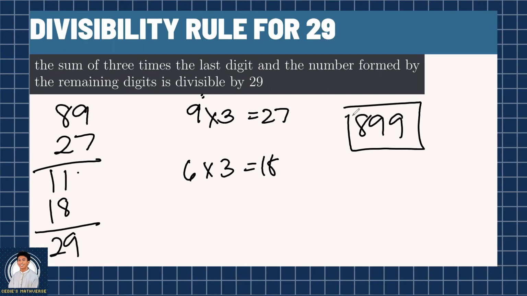As an added exercise, prove that 1218 is divisible or not divisible by 29.